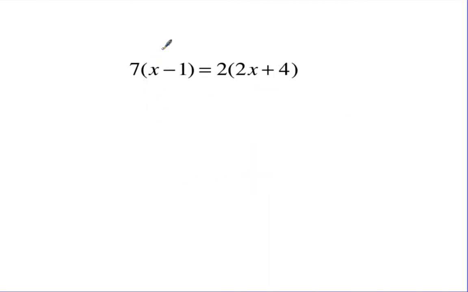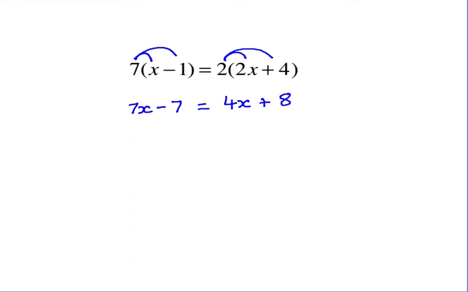Okay, so this is the final type of equation we're going to look at. Unknowns on both sides and brackets. So we're going to remove the brackets first of all. 7 lots of x gives 7x, and 7 lots of minus 1 gives minus 7. On the other side, 2 lots of 2x is 4x, and 2 lots of 4 is 8.